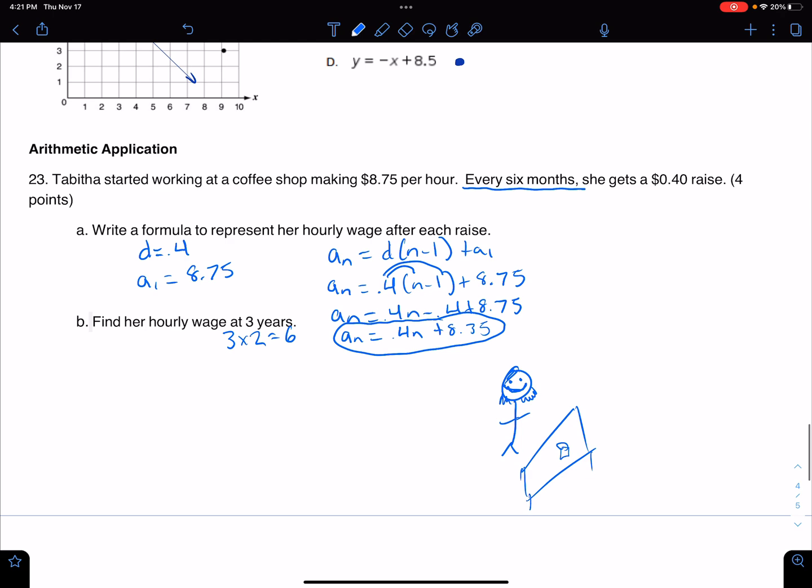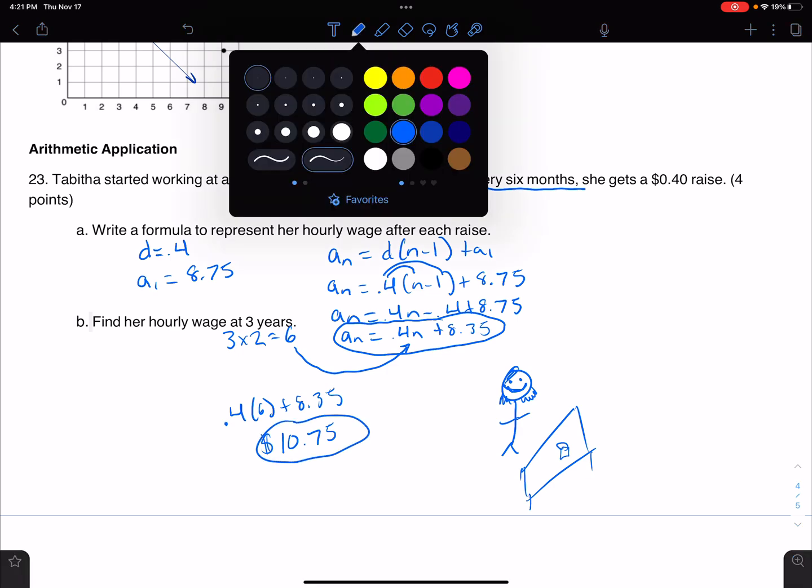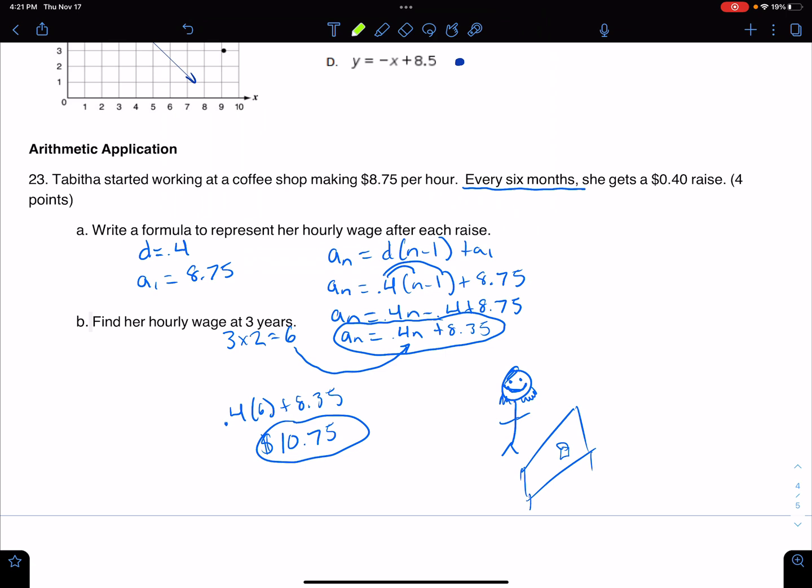So we're going to plug 6 into this equation, right? So 0.4 times 6 plus 8.35. And I got $10.75. And that is your answer. Ka-ching! Anyways, thanks for watching.